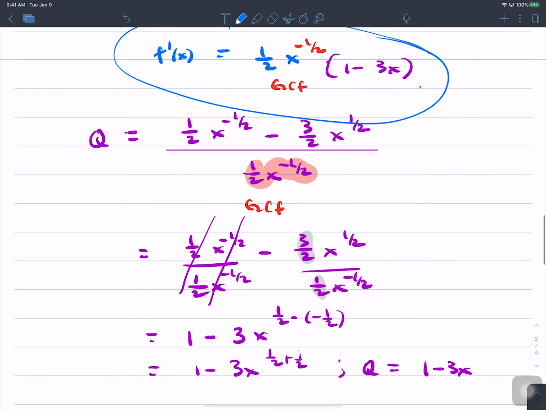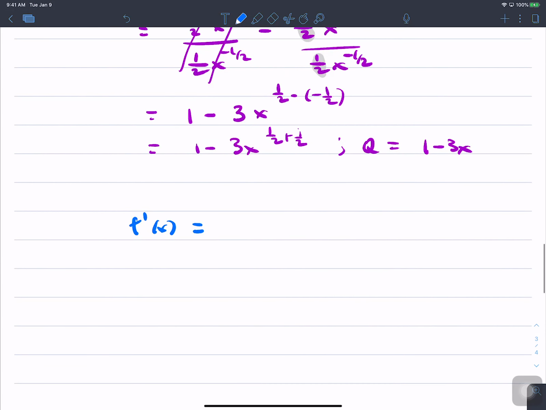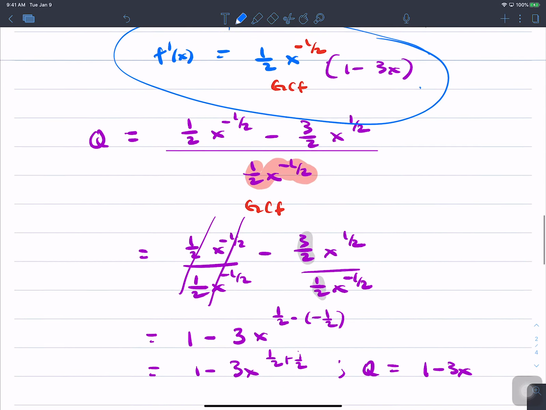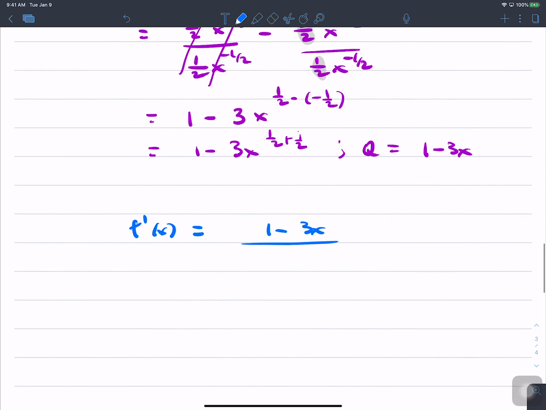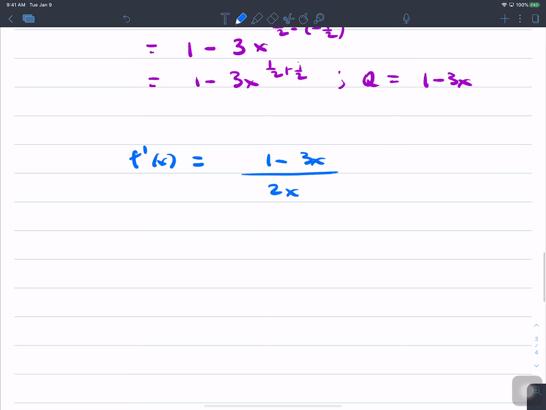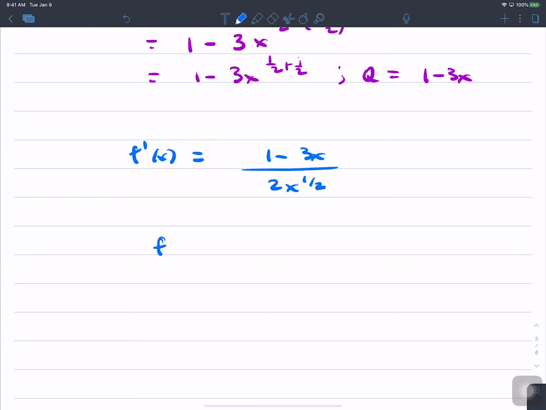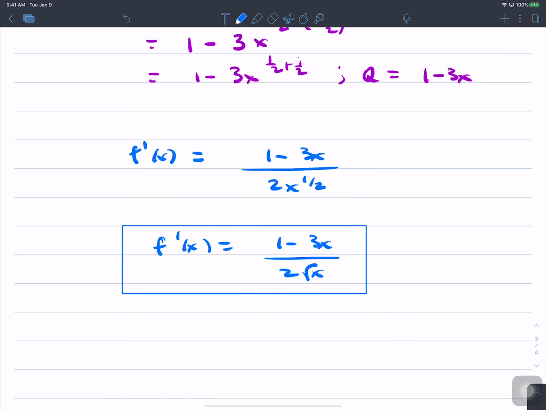F prime x is, this is going to be now 1 minus 3x over, you got 1/2 x to the minus 1/2, so that's 2x to the positive 1/2, ladies and gentlemen. And this derivative is 1 minus 3x over 2 square root of x. Okay.